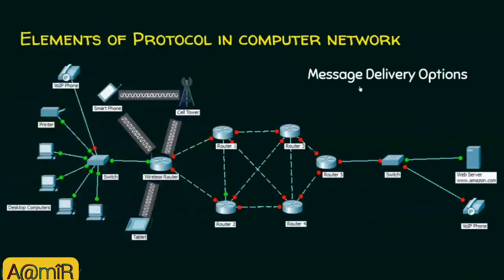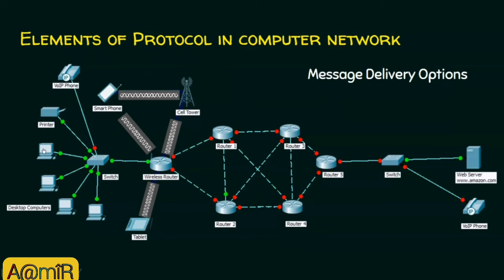And finally, the message delivery option. Suppose this guy wants to send data to exactly one destination, say for example this web server, then there is one sender and one receiver. This is an example of unicast communication. This is unicasting because there is one sender and one receiver.